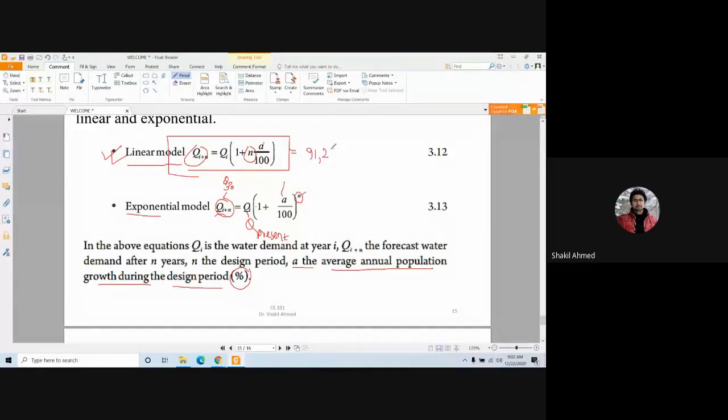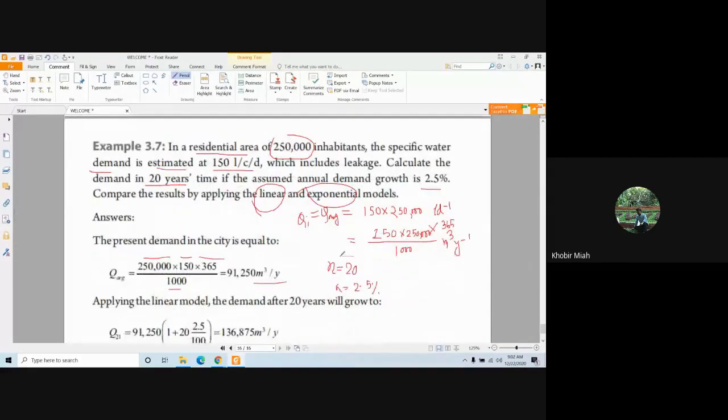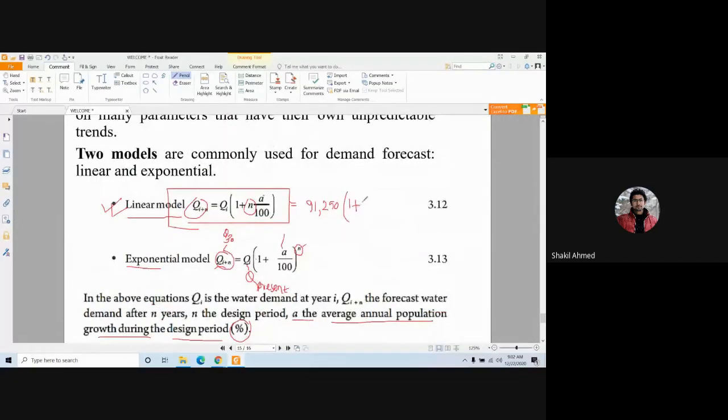91,250. Are you following me, guys? Yes, sir. Then 1 plus N. What is N? N is 20 and A is 2.5. So N is 20 and A is 2.5 divided by 100. Can you please calculate the value here?